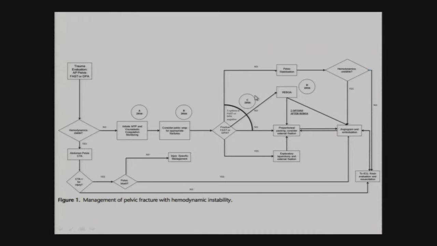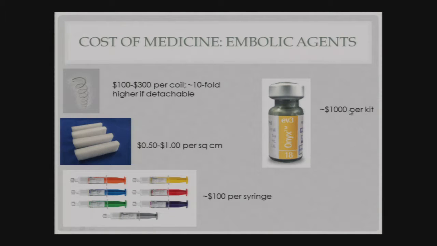Cost of medicine. This shows the cheapness of gel foam, and you can usually use 1 square, which is 12 square centimeters. So you can get out of there with $12. Coils are a little more expensive. If they're detachable, they're significantly more expensive.